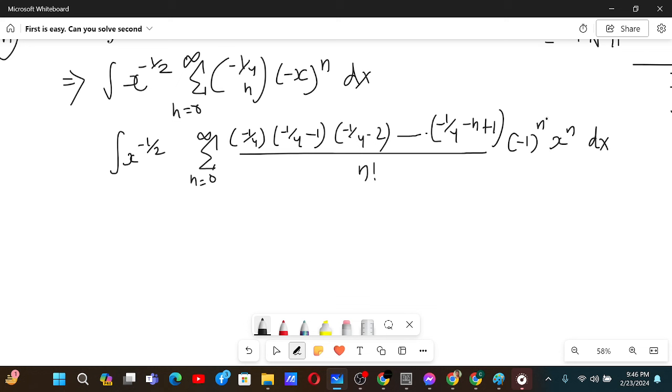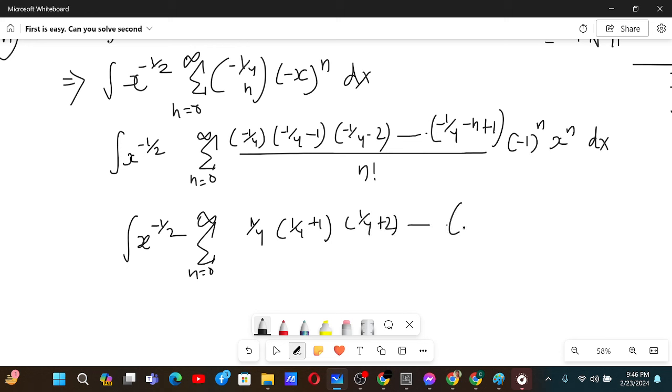Now we can take out n negative 1s from each of them. That gives us x to the power minus 1 by 2, going from n equals 0 to infinity. That will just be 1 by 4, 1 by 4 plus 1, 1 by 4 plus 2, up to 1 by 4 plus n minus 1, by n factorial, and the x to the power n dx.